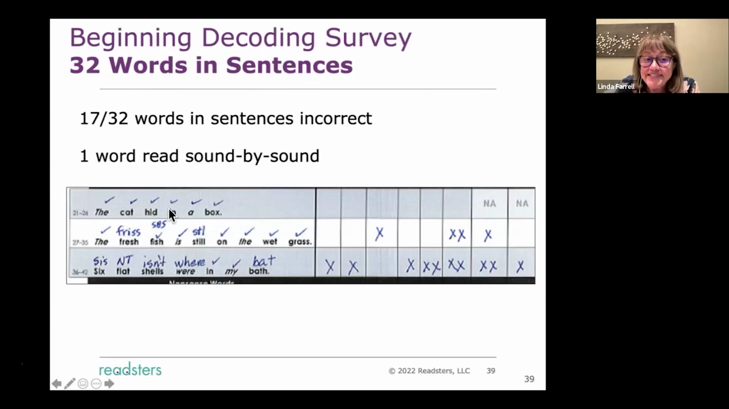And then we had him read some sentences with short vowels, and notice he did better when he read in sentences. The reason he did better is he had some context. If he can figure out the first words, then he can use some context, but he did miss quite a few words.